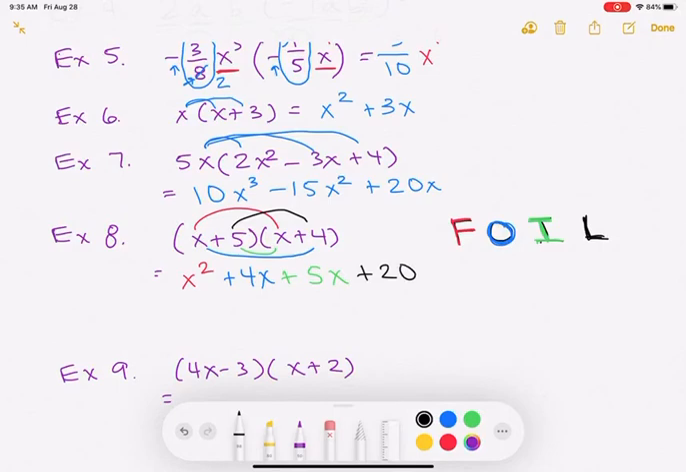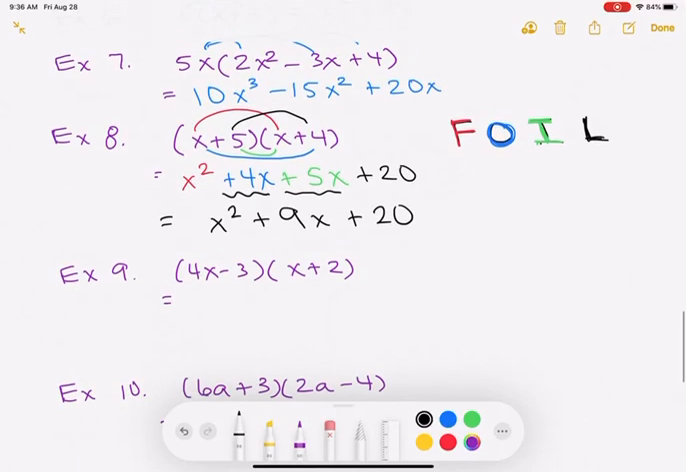Are we done? Not quite, because we still have some like terms we can combine. We can combine this 4x with the 5x. So our final answer is x squared plus 9x plus 20. Are we done? Yep, looks good.